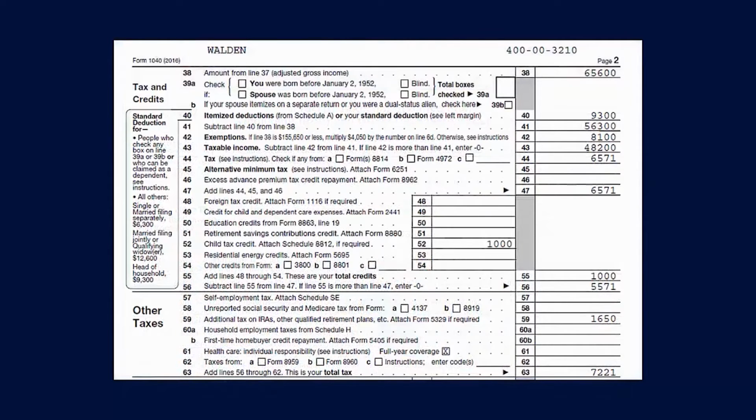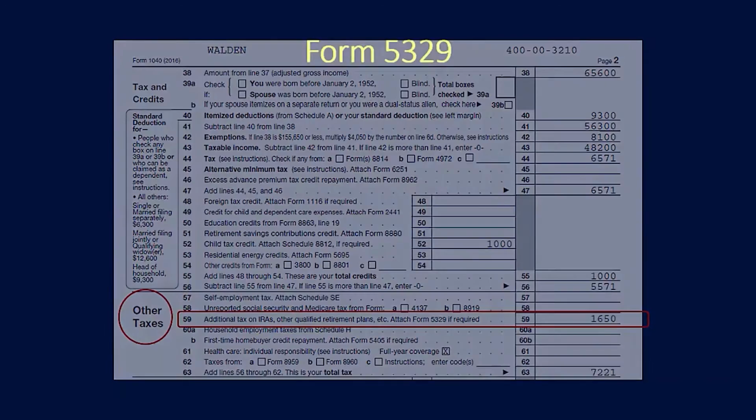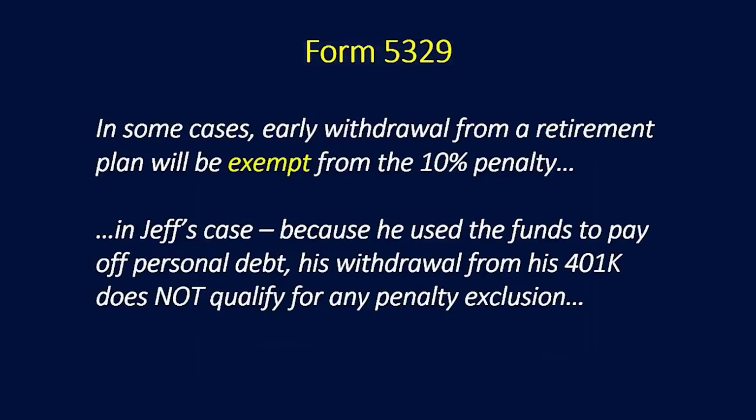So in Jeff's case, he has some additional tax to pay on his tax return, 10% of the distribution that he took out, because he took the distribution to pay personal debt. In some cases, early withdrawal from a retirement plan will be exempt from this 10% penalty. In Jeff's case, because he used the funds to pay off his personal debt, his withdrawal from his 401k doesn't qualify for any penalty exclusion.